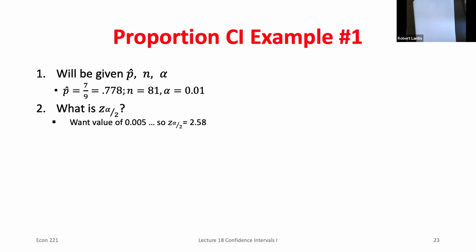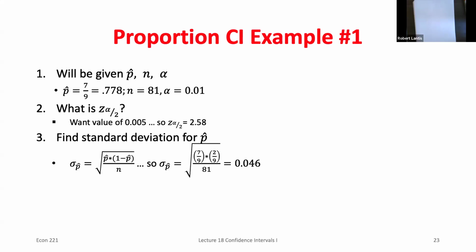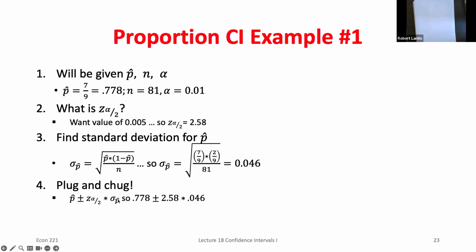From here, I can do the intermediate calculation, so I can find the standard deviation of my sample proportions. Once again, I can't use the true population proportion. I use my best guess. So 0.778 times 1 minus 0.778 divided by 81, take the square root. I now have everything I need to plug into this very simple equation.